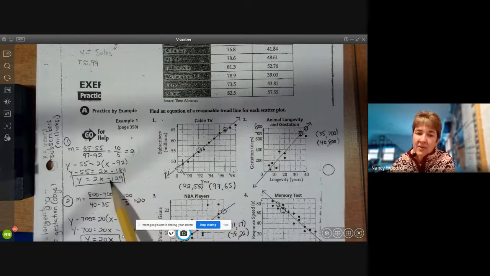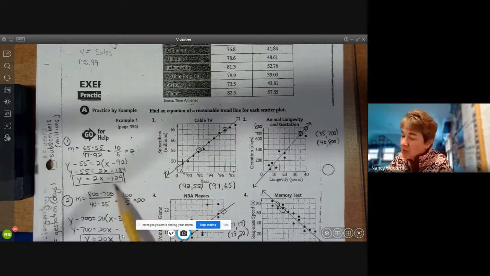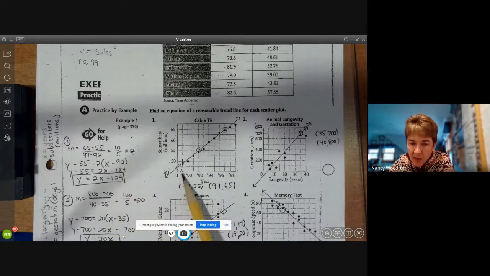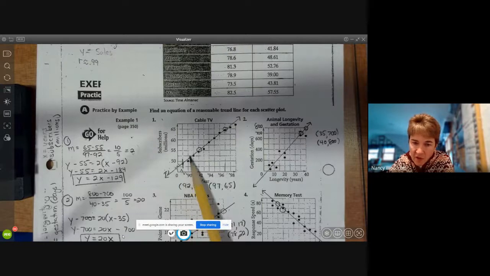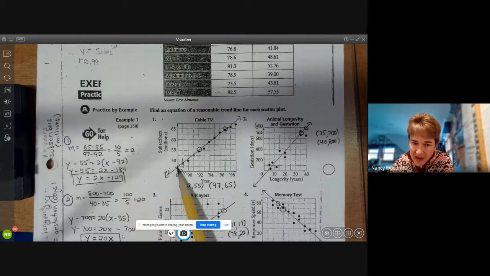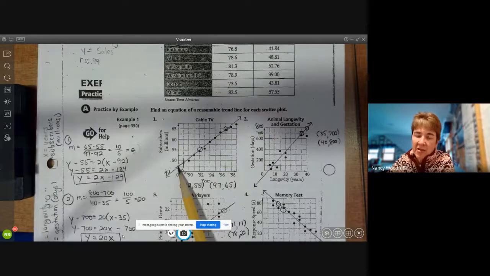You shouldn't have -250 or positive 300 or something, but you should be in that ballpark, basically. Now, what I want you to notice is that in this case, I had to use the point slope because look at the break in the graph on the X, and there's a break in the graph on the Y. Notice that my line is not coming anywhere near -129. This is not the Y-intercept of this line.